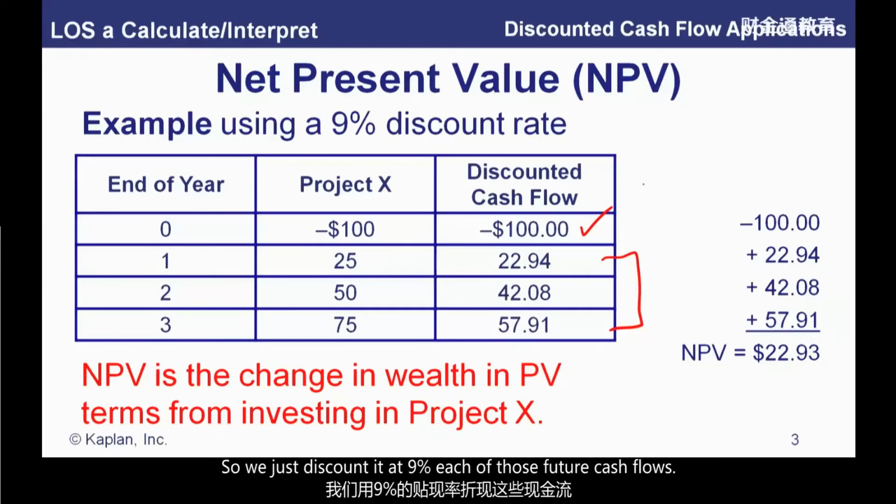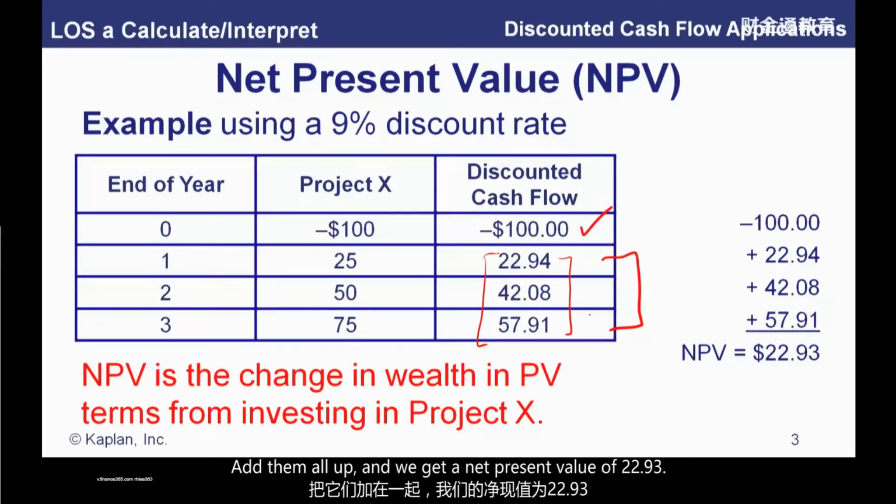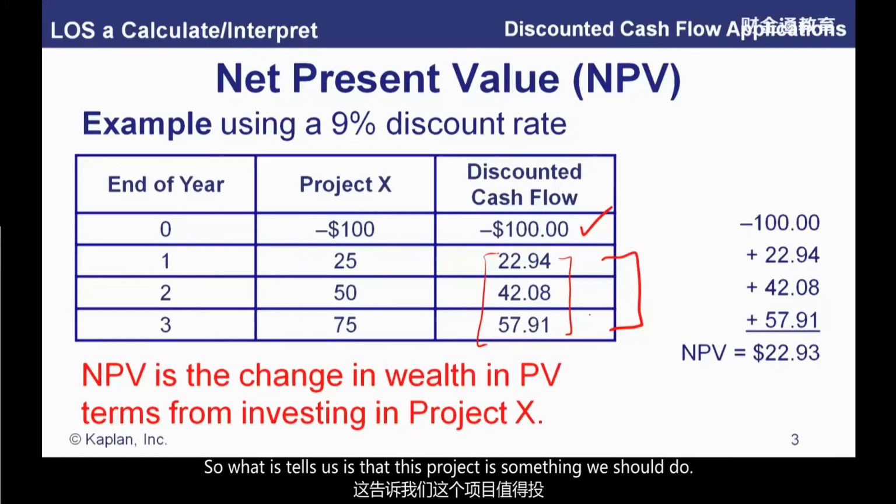So we just discount at 9% each of those future cash flows, get their discounted value here, or the present value of each of those cash flows, their value equivalent in time zero, today's dollars, add them all up, and we get a net present value of $22.93. Now that's positive, so what it tells us is that this project is something we should do. The present value of the future cash flows is greater than the initial outlay.